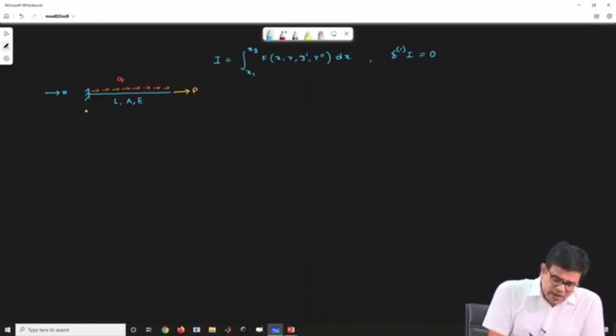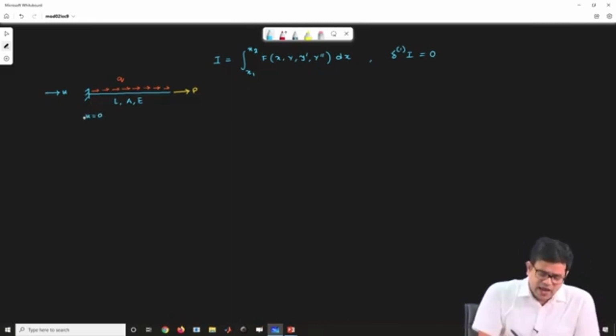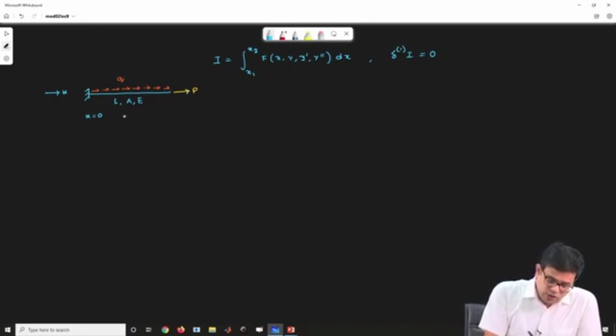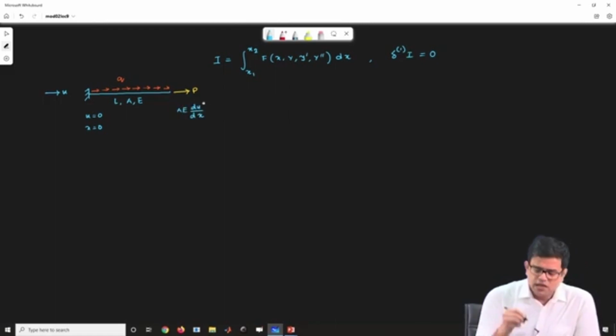So at x equals to 0, the displacement u is 0, right? And at this point we also know the condition, that is sigma dot n should be equal to the traction force at x equals to L. So this is at x equals to 0. So at x equals to L, we will have AE du dx, which is the stress, right? And then dot product with n, which is one dimensional, so 1, that is equal to P. So this is the boundary condition at x equals to L.